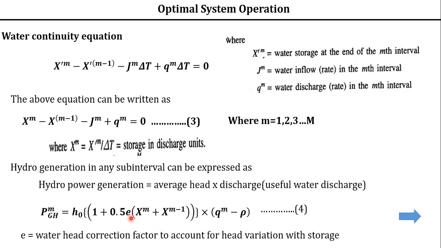Obviously, the head will vary in a reservoir. So obviously the head will vary in the storage, that is in the reservoir. Therefore, that correction factor we have to consider when calculating the average head. That is, E is the water head correction you have to consider.